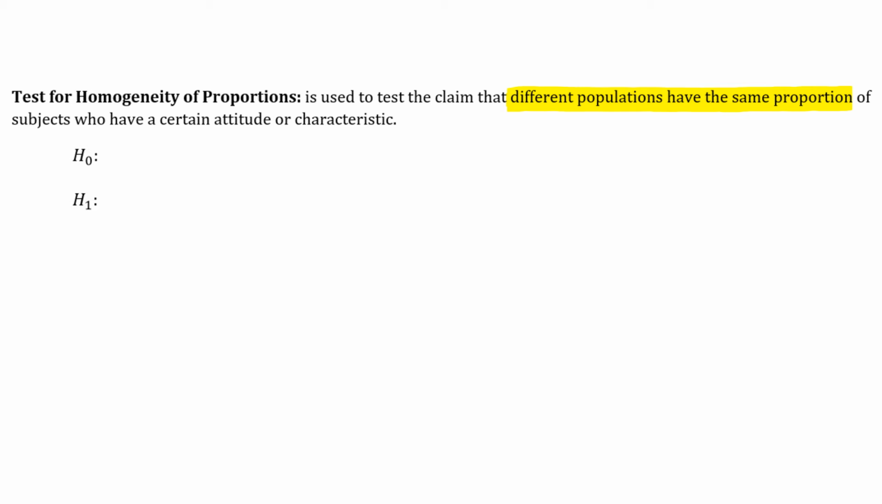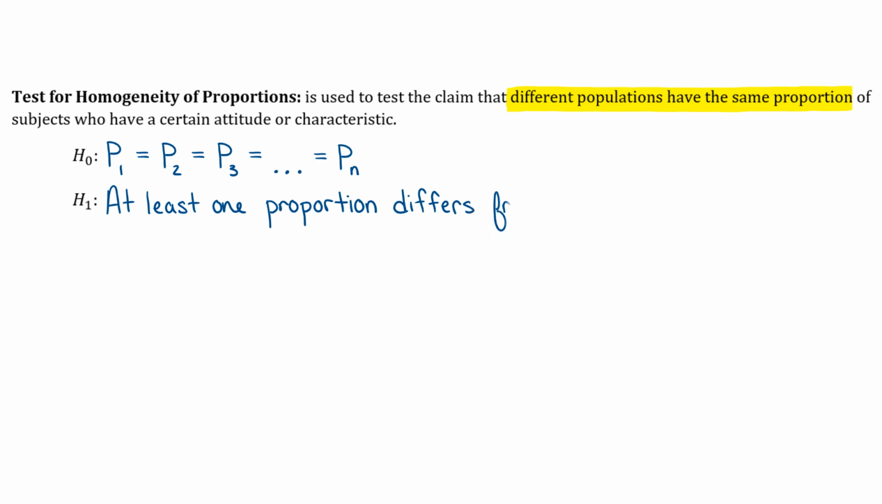So when you're doing this test, the null hypothesis is always going to be a statement of equality. So you're always just going to let the proportions that you're referencing in the question be equal to each other. And it just depends on how many there are. So if there's 3 of them in the question, then you're going to put P1 equals P2 equals P3. If there's 5, you'll do P1 equals P2 all the way up to P5. And then the alternative hypothesis is just going to be this statement here. So this won't change. You're always going to say that at least one proportion differs from the others. And then either one can be your claim, it just depends on the question.